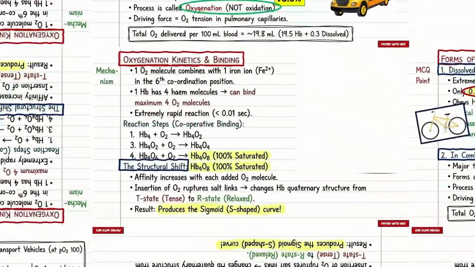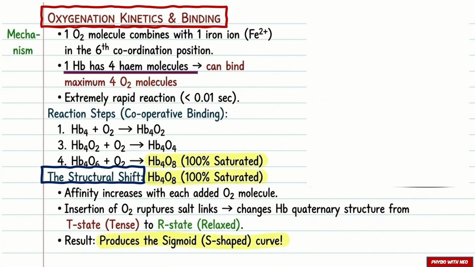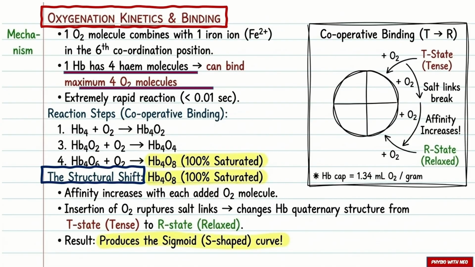Let's understand oxygenation kinetics and binding. One hemoglobin has 4 heme molecules and one heme binds with one oxygen molecule. So one hemoglobin molecule can carry about 4 oxygen molecules. Now instead of memorizing chemistry, remember this visual: one chair, 4 seats. Each seat is occupied by one oxygen molecule.